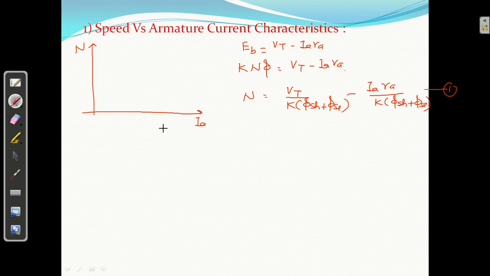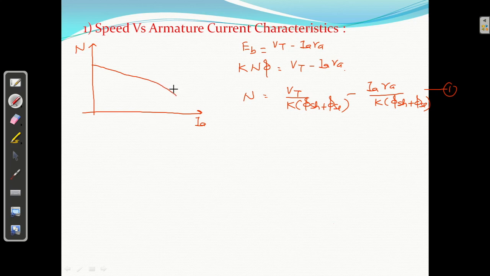Now whenever we are designing the compound motor, what we will do? Sometimes the shunt flux is more than the series flux. If the shunt flux is more than the series flux, the characteristic will be like a shunt motor. Second case, in some cases phi series will be stronger than phi shunt, and the characteristic will be like a series motor. So I am going to draw the series motor and shunt motor characteristics. It is like this.